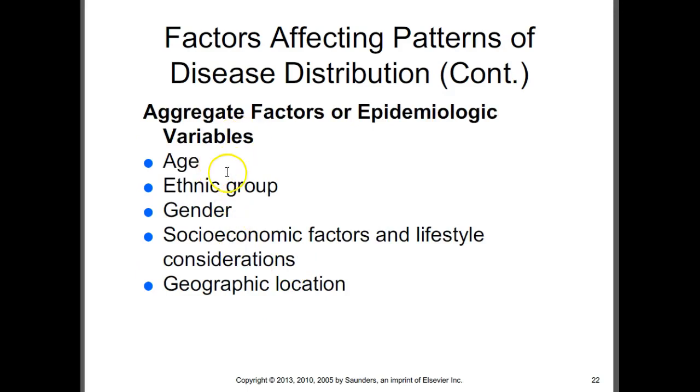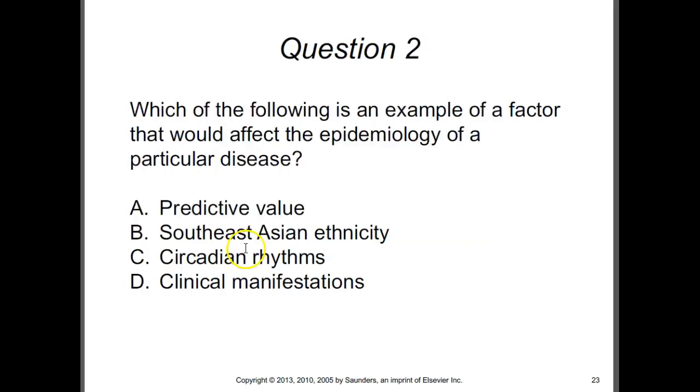All right, so some other factors, right? Age, ethnic group, gender, right? Socioeconomic factors, lifestyle considerations, even geographic location, right? These are factors that affect patterns of disease, right? So which of the following is an example of a factor that would affect the epidemiology of a particular disease, right? So what do you think that is? Predictive value? Not exactly. Southeast Asian ethnicity. Okay, it's very possible. Circadian rhythms? Maybe, but I think that might be a distractor. Clinical manifestations, no. So I think Southeast Asian ethnicity.